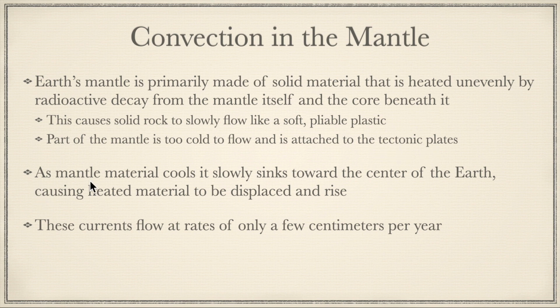Now, as the mantle material cools, it slowly sinks toward the center of the Earth, causing heated material to be displaced and rise up. So we have this material, this cooler material that is sinking. And again, it is basically going to push this warmer material up out of the way and displace it. Now, these currents flow at rates of only a few centimeters per year, so these are very slow convection currents.